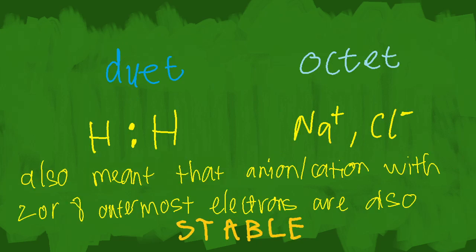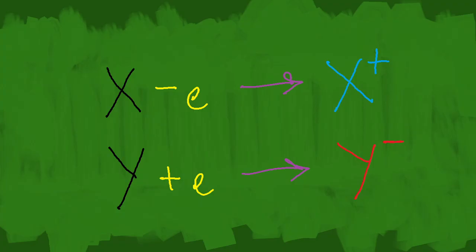Side note, the duet rule and the octet rule are basically the noble gas configuration rule but for s and p orbitals. Anyways, a cation is an element that donates electrons. An anion is an element that receives electrons. So sodium plus is a cation and chlorine minus is an anion.